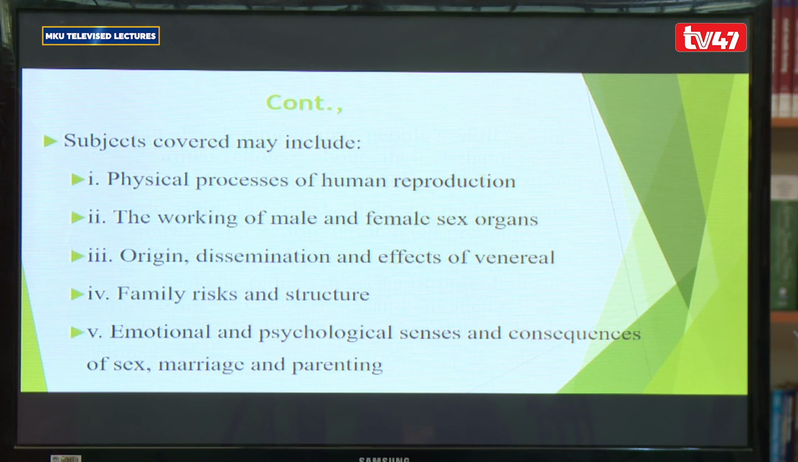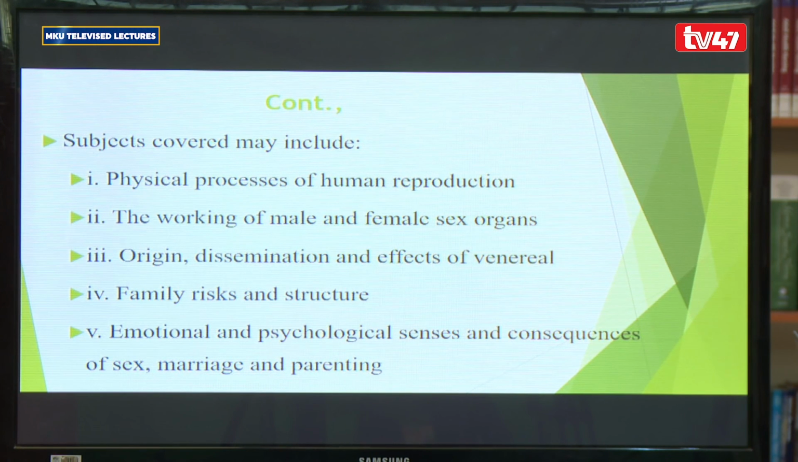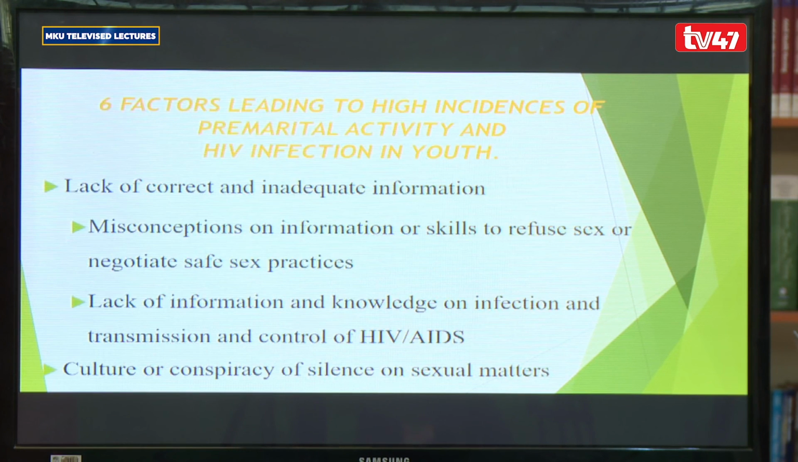So the subjects covered by it include the physiological process of human reproduction, the workings of the male and female sex organs, the origin, dissemination, and effect of venereal diseases, family risk and structure, emotional and psychological sense, and sequence of sex and marriage. Also, we look at the factors. What are these factors leading to high incidence of premarital activities and HIV infection in youths?